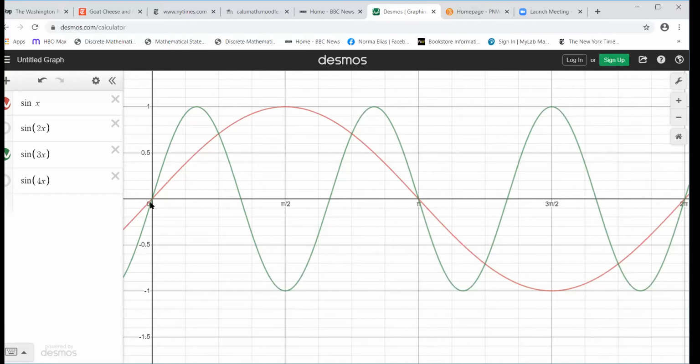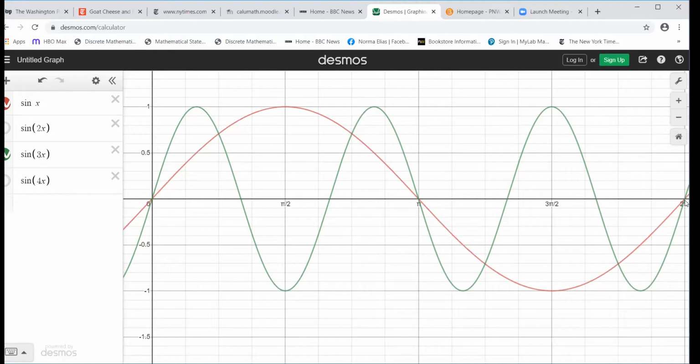The red one has period 2 pi, which means from here to here we have 2 pi. How many times is the green graph repeating itself in the interval of 0 to 2 pi? I need answers, please. 3 times. Okay, 3, right? One up to here, then another one up to here, and then a third one up to here. So what do you think is going to be the period of the green graph?